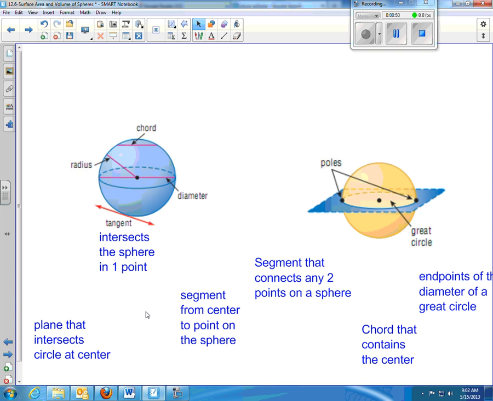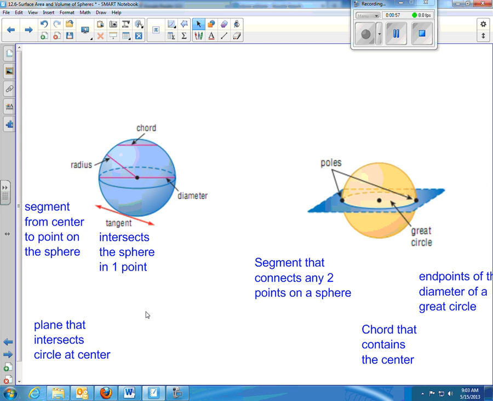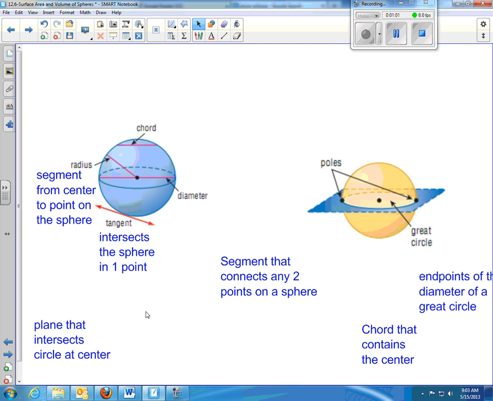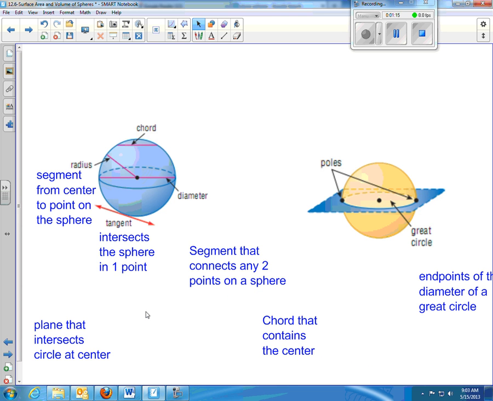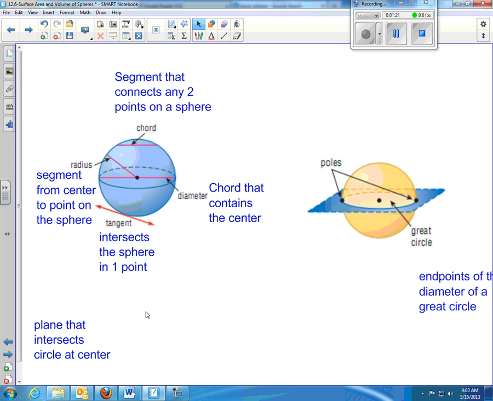Segment from the center to a point on the sphere. Well, segment from the center to a point on the circle was radius, so this one's going to match up with radius. Segment that connects any 2 points on a sphere. Well, segment that connected 2 points in a circle was a chord. Let's set that to the side. Chord that contains center, that dealt with diameter. So we're going to put that with diameter. So this one must be for chord.